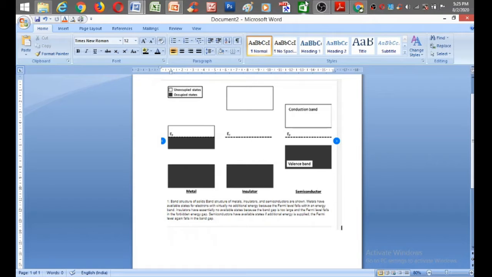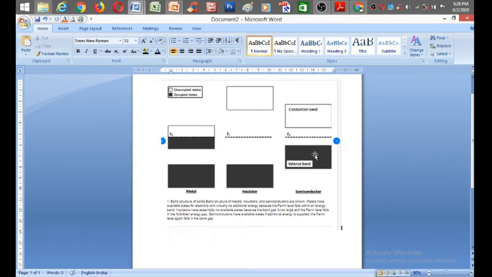In a semiconductor, there is a difference. A semiconductor also has a completely filled valence band. You see, these dark points are filled, white points are empty. In a semiconductor also, we have a completely filled valence band and a completely empty conduction band. But there is a difference. In case of a semiconductor, the energy difference between the valence band and the conduction band is small.